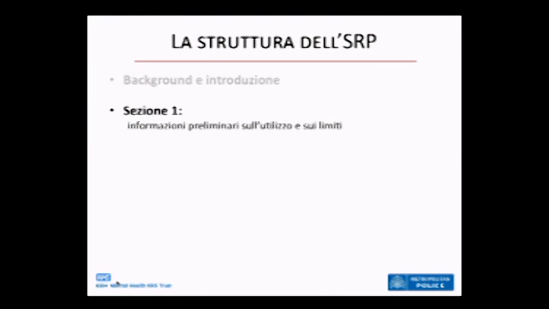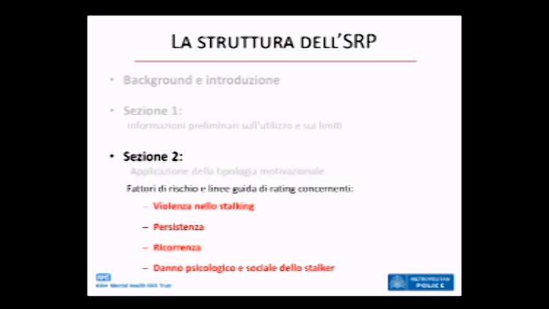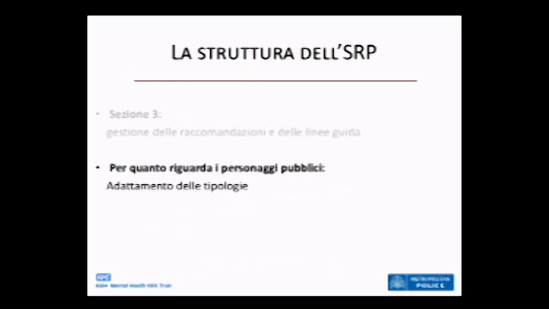How is this manual structured? How do we go about assessing risk using this? Well, the book has a background and introduction. It's got preliminary information on its use. It has a section on how to work out the motivation of the stalker that you are assessing. And then it has separate sections to assess violence, persistence, recurrence, and psychosocial damage. And it also separates it out into motivation. And then it has other things added on at the end to do with public figures.